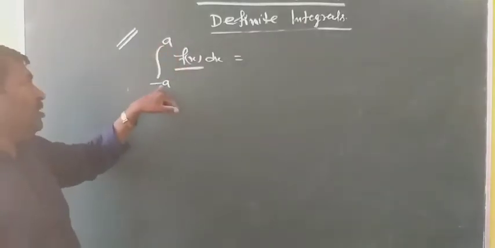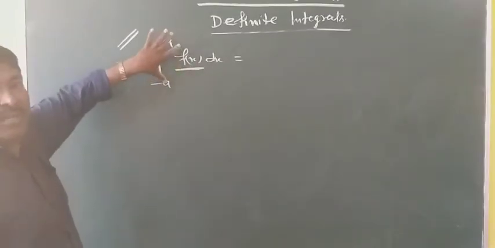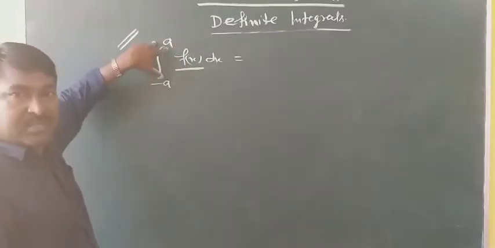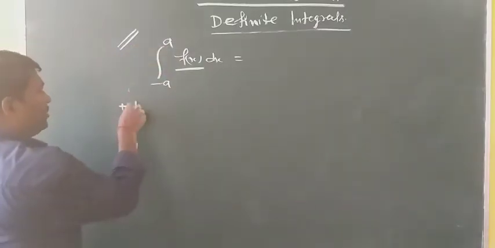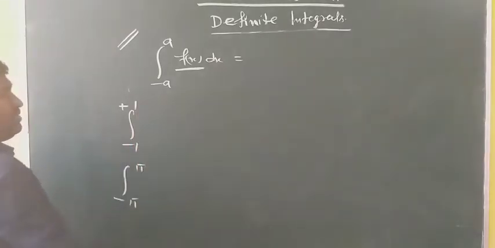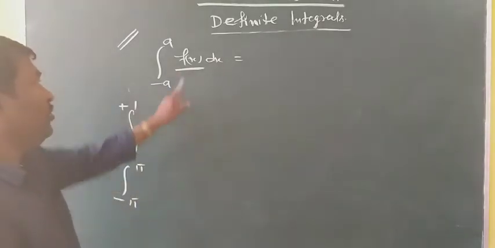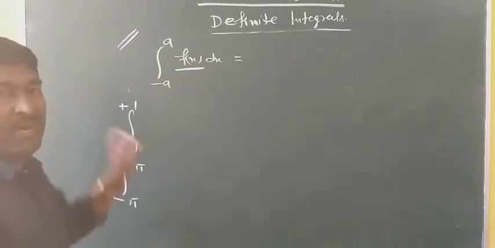Just see here, the lower limit is minus a, the upper limit is a. The magnitude is a, but here it is minus, here it is plus. So if you are given minus 1 to plus 1 or minus pi to plus pi, in all these situations you have to check whether your given function is even or odd. I will explain this by taking an example.